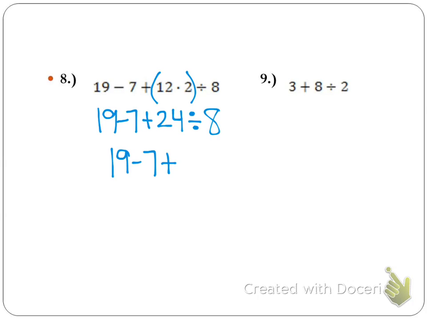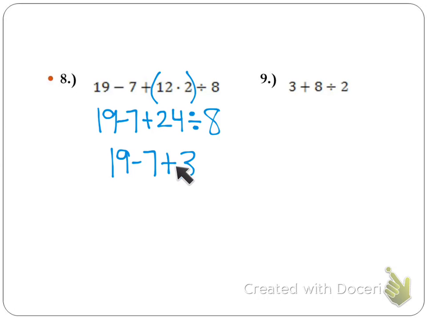Everything in front of that stays the same. 24 divided by 8 is 3. This time the whole left to right part is important. Okay. We have to go from left to right. We've got some subtraction, some addition. What needs to be done first?